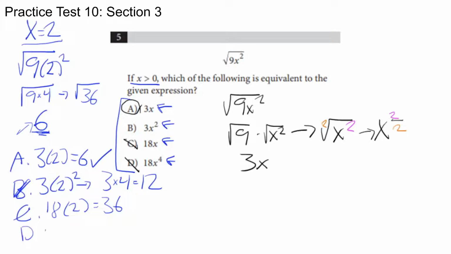And then answer choice D, I'd have 18 times 2 to the 4th, which would be 18 times 16. And if you multiply those out, you would get 288, which again is not the answer we're looking for. So either way, you'll get A as your answer.